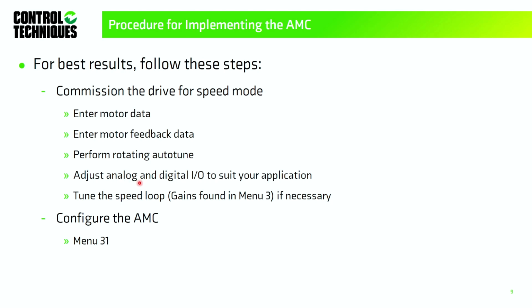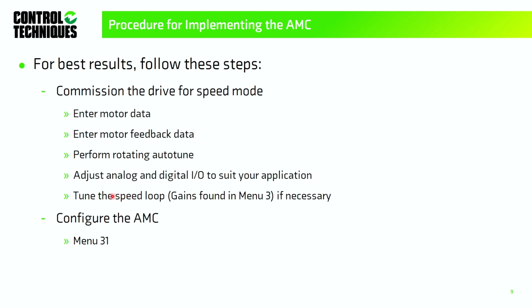Then we're just going to set up the I/O for whatever we're doing. In my case, I'm just going to set the home sensor up and the run forward signal, and I'm going to clear the rest of the I/O so I can use it as general purpose. Then I'm going to show you how to tune the speed loop gains.